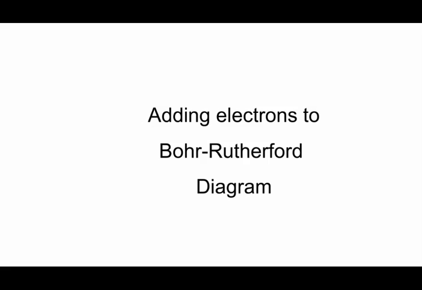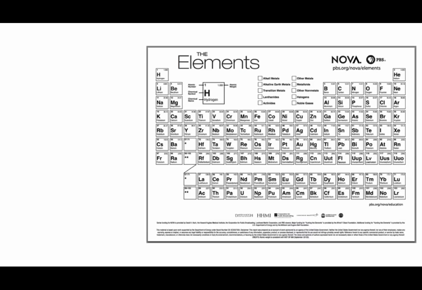Adding electrons to a Bohr Rutherford diagram can cause some people some grief, trying to decide the order that they should go in and remembering how many electrons can be in each of the electron orbitals. Let's go through an example.